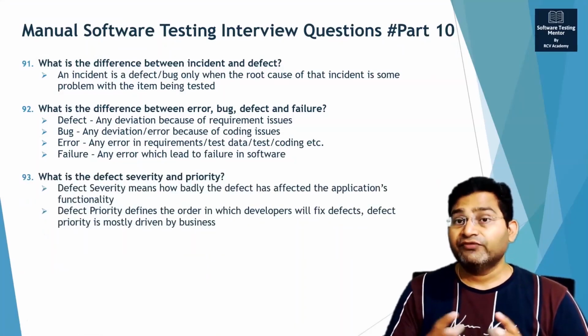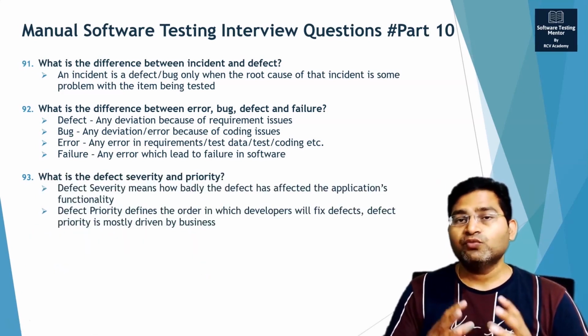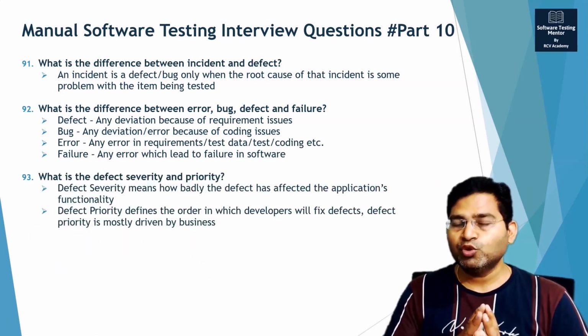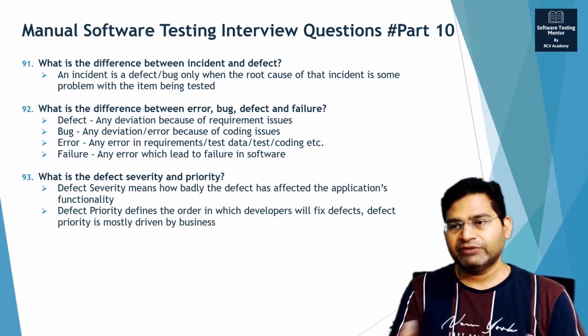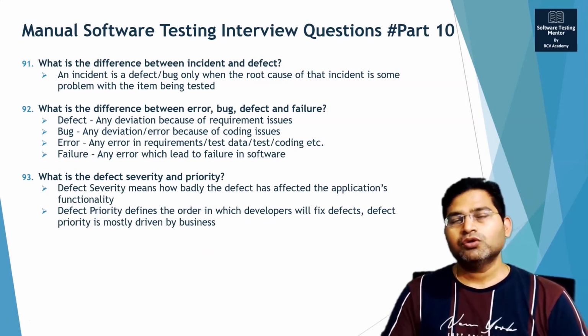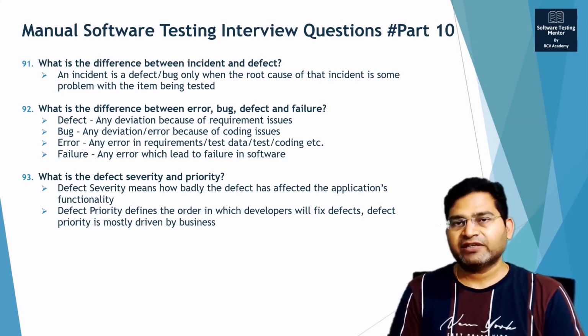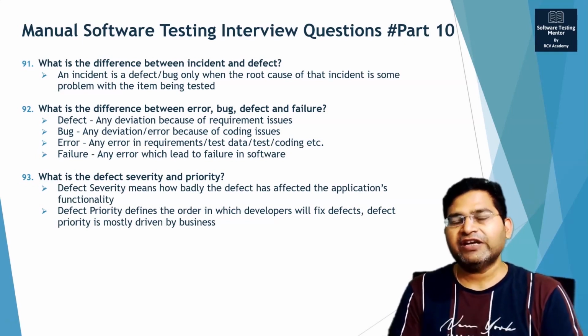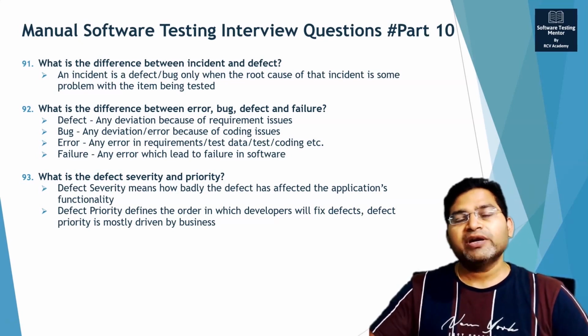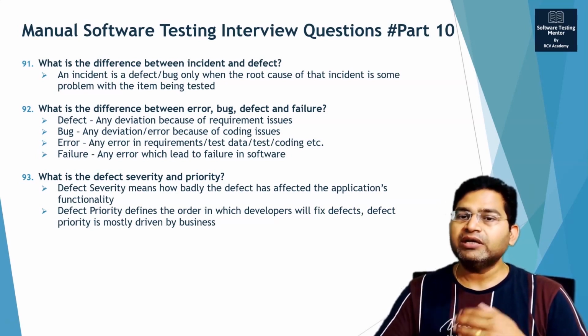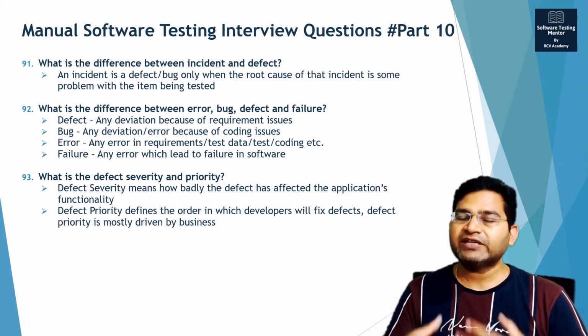What is defect severity and priority? Very, very important question. Most of the time, in most software testing interviews, wherever you go, you'll definitely be asked this particular question. Defect severity means how badly the defect has impacted or affected the functionality of the application. And defect priority defines the order in which developers will fix the defect.